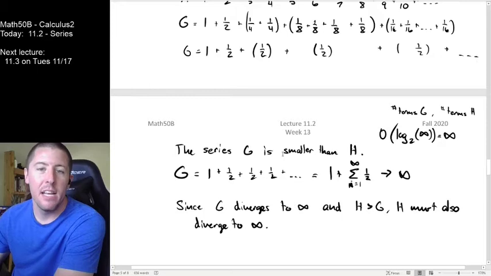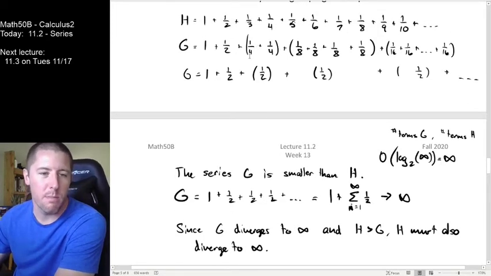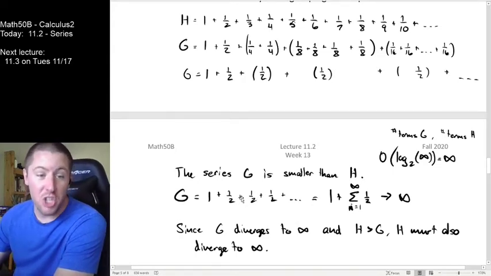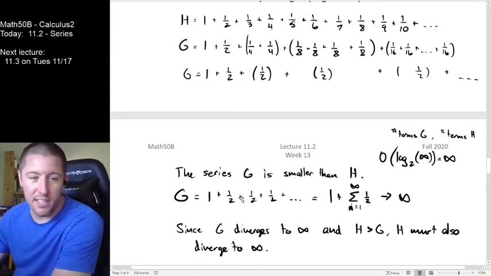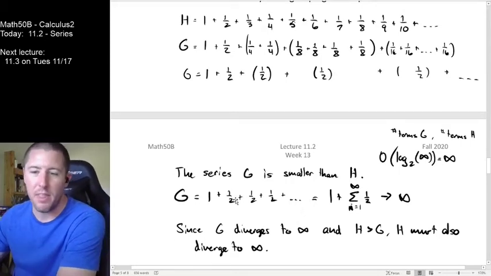And so again, G we know is smaller than H because every replacement was with a smaller number. But G clearly diverged to infinity. And if G is diverging to infinity and it's smaller than H, then H definitely diverged to infinity because it's even bigger than that.